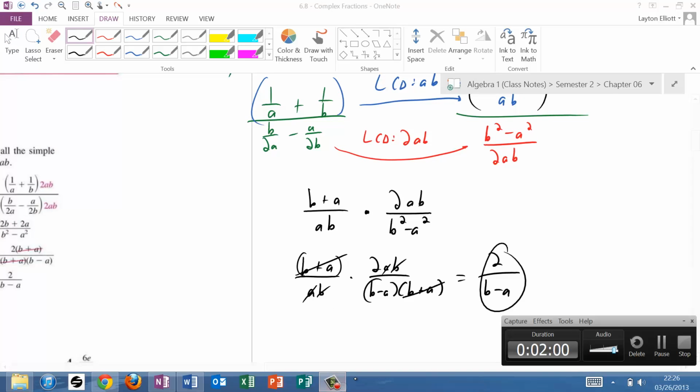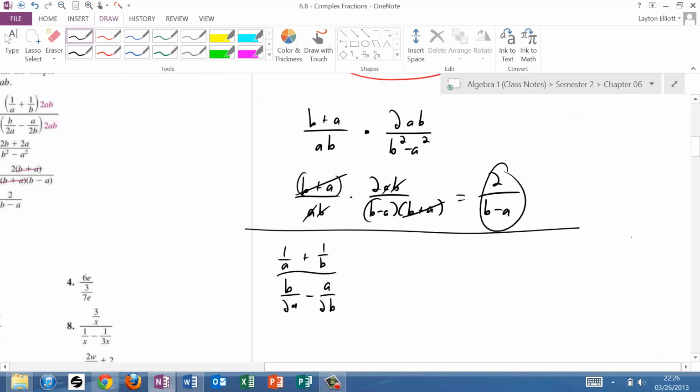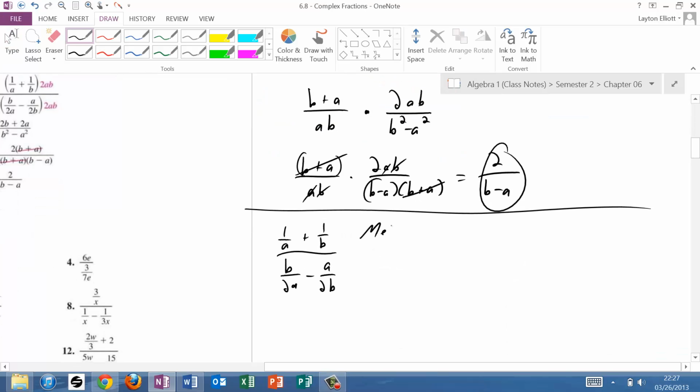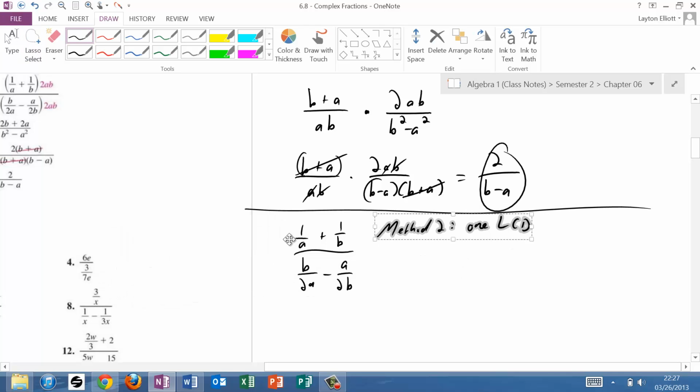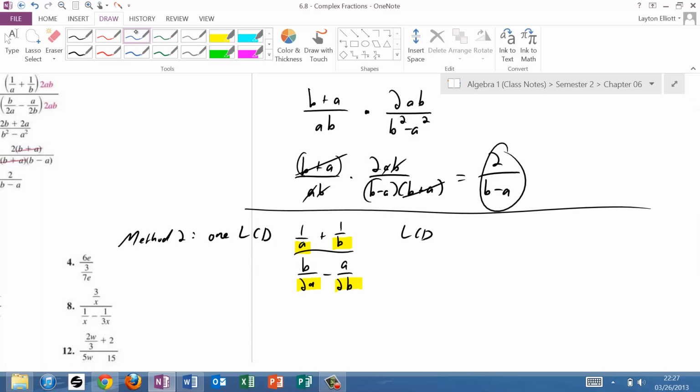Method 2 is to take this and to do one LCD. One single LCD on this thing. Oops, I don't want to move that. I want to move this thing. Let's move that here. So my LCD, I actually am going to look at, watch me highlight, this, and this, and say what would be one LCD for the whole thing.